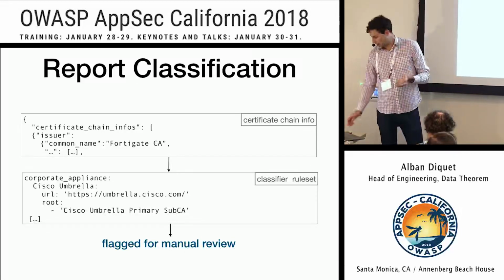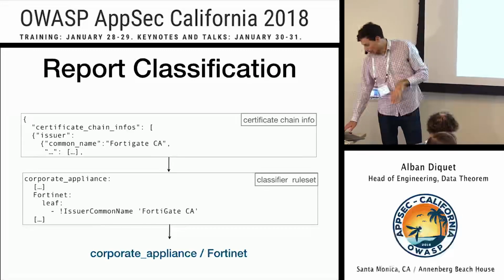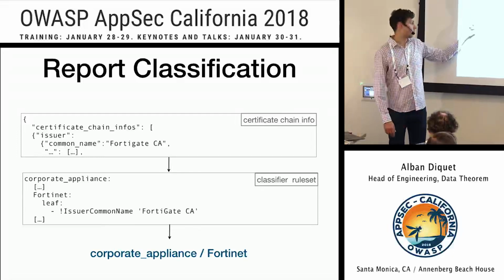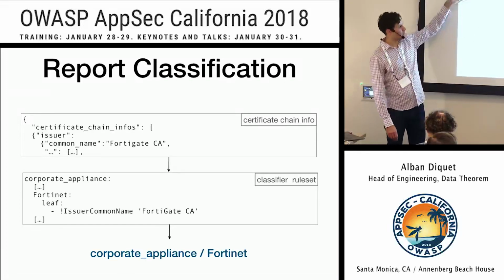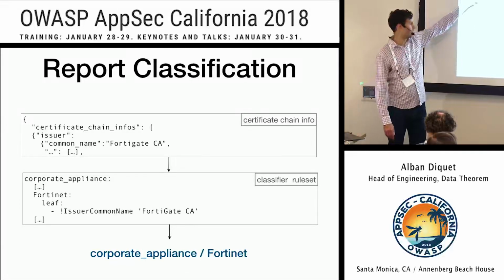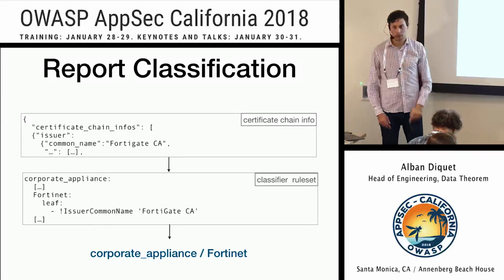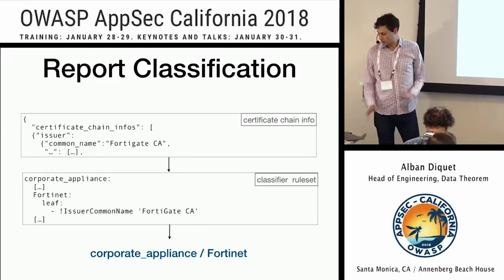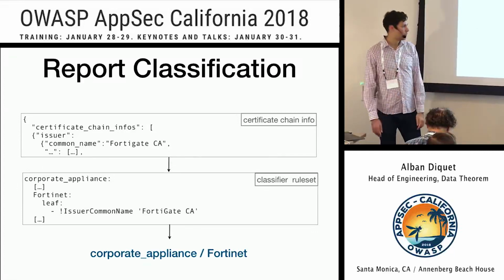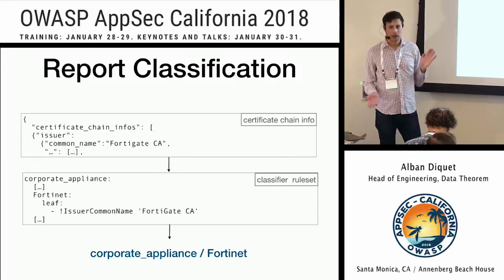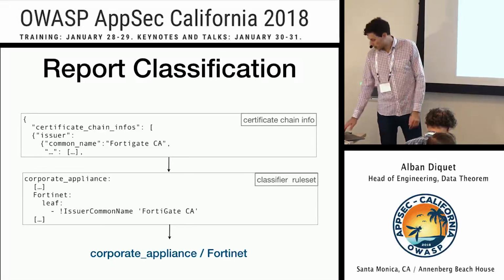Someone looks at it, sees that it says FortiGate CA, and probably Googles FortiGate. Then we know it's actually a brand of appliance from Fortinet, which is pretty easy to figure out. Then we just add a rule, and all the next reports that come in with this get automatically flagged as a corporate appliance, and the brand is Fortinet. So that's how the analysis works, at a very high level. I don't know exactly how many rules we have, but probably hundreds that we've built over time as we kept getting more and more reports from new devices or new things.